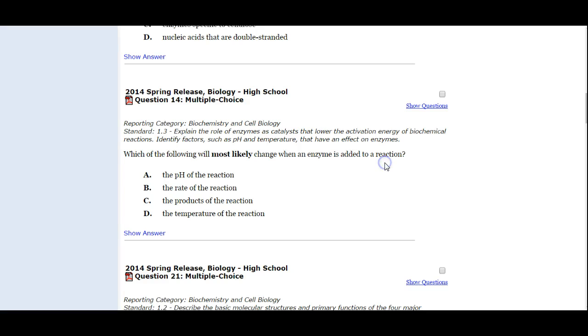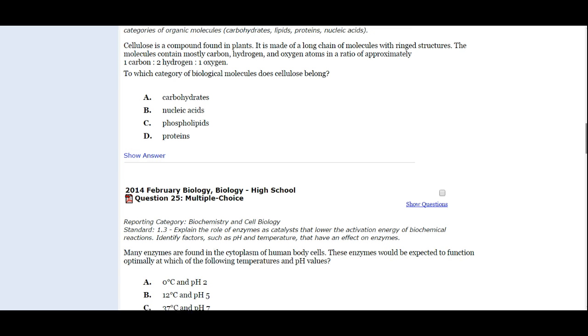So, all right, which of the following will most likely change when an enzyme is added to a reaction? The pH, the rate of reaction, the products of reaction, or the temperature? So what's the main thing enzymes do? Okay, so it's B, the rate of reaction. Enzymes speed things up. So they're affected by the pH and they're affected by how much stuff there is, the products, and they're affected by temperature. But what enzymes do is speed things up. Okay. Moving on along.